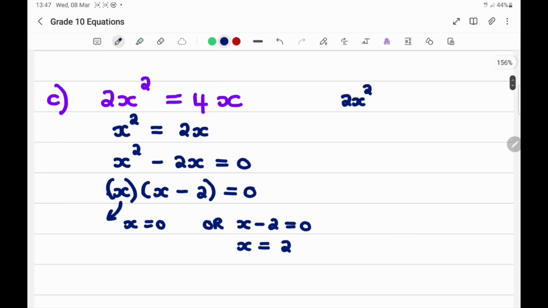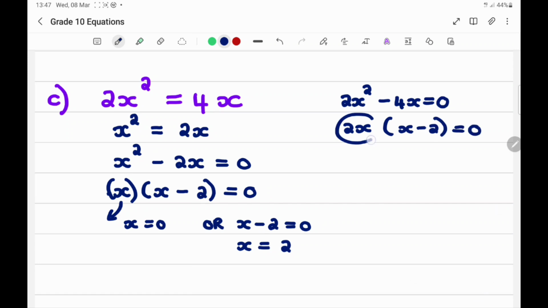So then you would have had 2x squared minus 4x is equal to 0. Then you would have just taken out a 2x and x minus 2 is left. So I just want to show you, if you set 2x equal to 0, because you're dividing by 2, x will always be 0 there. So it doesn't matter if there's a number in front or not, it will give you the same answer as over here.